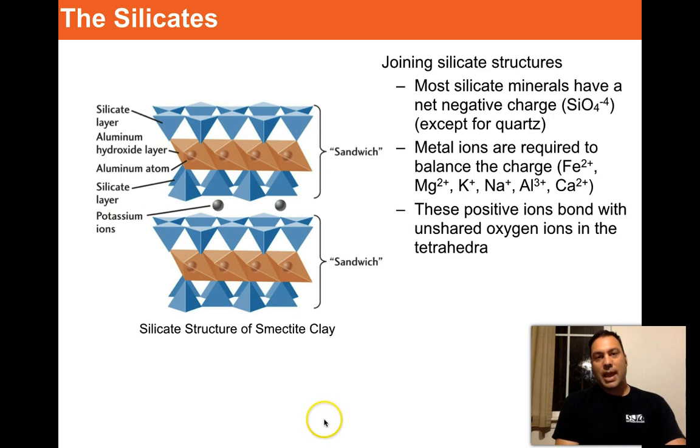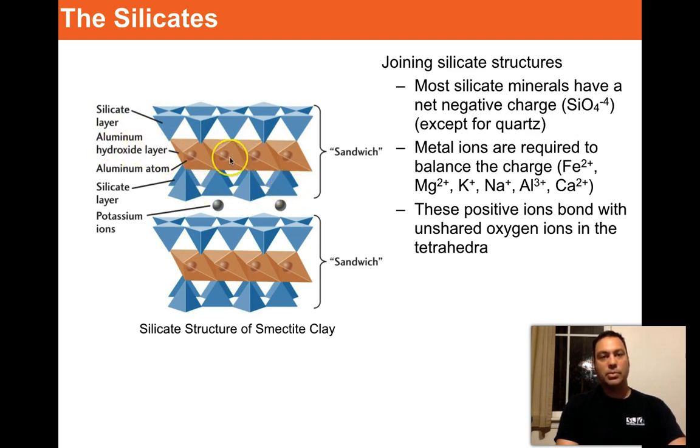So let's look at how these things form minerals. Here is a mineral called a smectite, which is a clay. It exists all over the world. It's a common one. Here we can see the silicate layer sitting up here on top, and down here on the bottom we see another one. Sandwiched in the middle is the aluminum hydroxide.